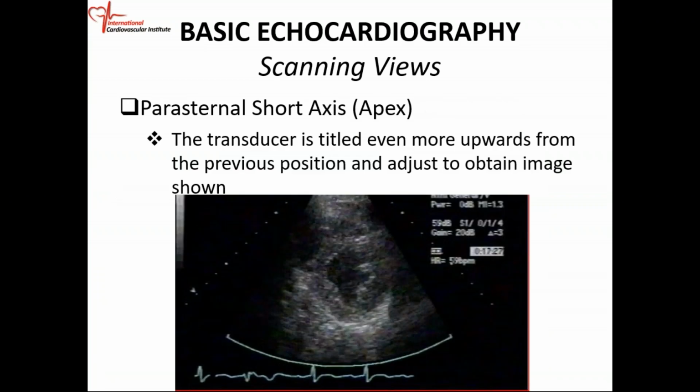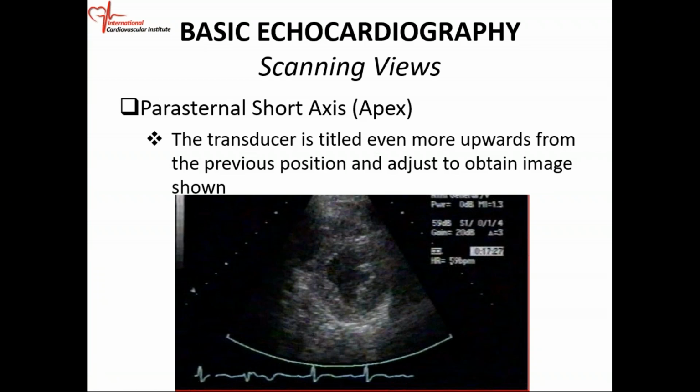All right, and if you move the transducer angle even further upwards, you're going to get the apex of the heart. So the transducer is tilted even further upwards from the previous position, and you're going to adjust it to obtain this image. This is the apex of the heart. This is the anterior wall, inferior wall, the lateral wall, and the septum is over there.